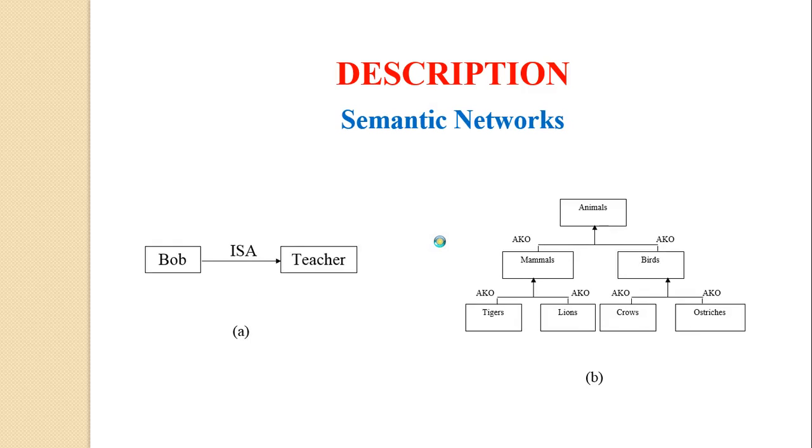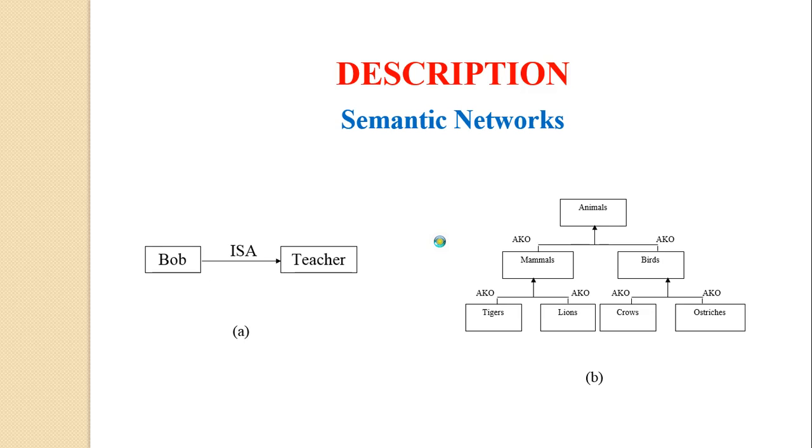Now I will introduce the semantic networks. The graph of a semantic network is directional, using nodes to represent concepts such as objects, time, actions, and using edges to represent semantic relationships between two nodes. There are several basic description methods to be applied in the semantic network. First, we use ISA to represent one node belonging to another. For example, in figure A, Bob is a teacher.